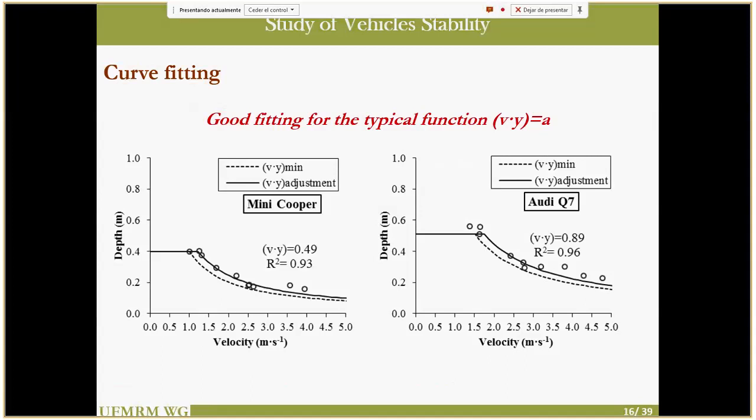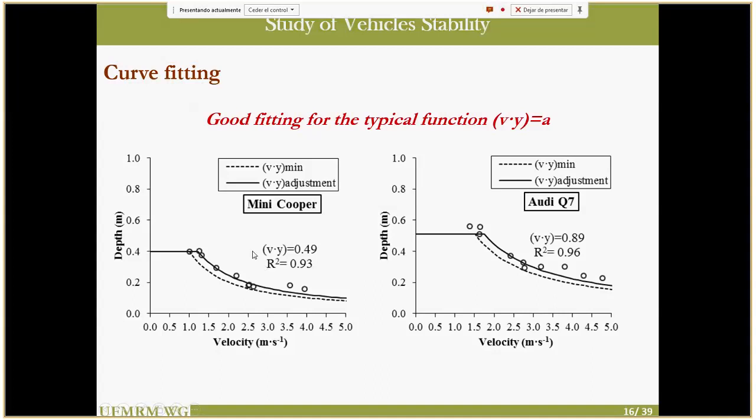After obtaining the different instability points, a point is a pair of velocity and water depth, these were plotted, and a function like this, which is a velocity times water depth function, was fitted, as you can see here. All coefficients of determination were higher than 0.8, and this horizontal line that crosses the curve is the buoyancy depth for each vehicle, which was determined experimentally.